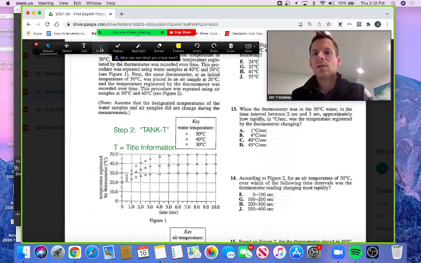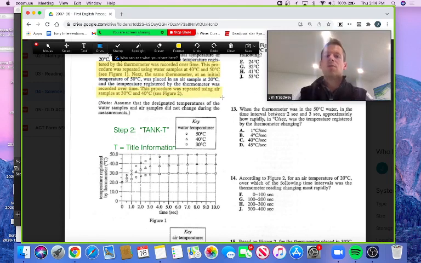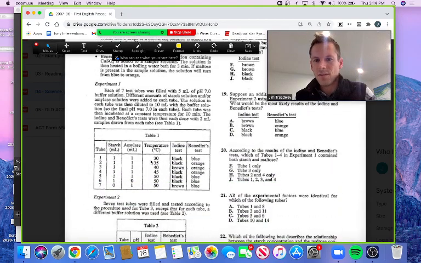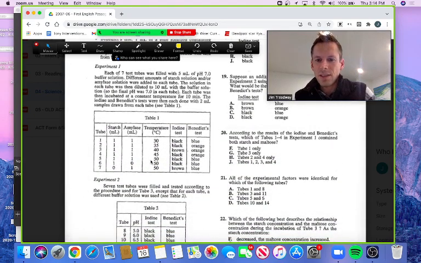Obviously, this figure has no title, but the title information is right here. It says this procedure is repeated using water samples at 40 and 50 degrees Celsius. See figure 1. And figure 2 below, the title information line is right here. This procedure was repeated using air samples at 30 and 40 degrees. That's just like a little line in the text. It sort of summarizes what's in this table or figure. Other ones usually have even clearer title information. That one wasn't great. Let's see what we can show you here.